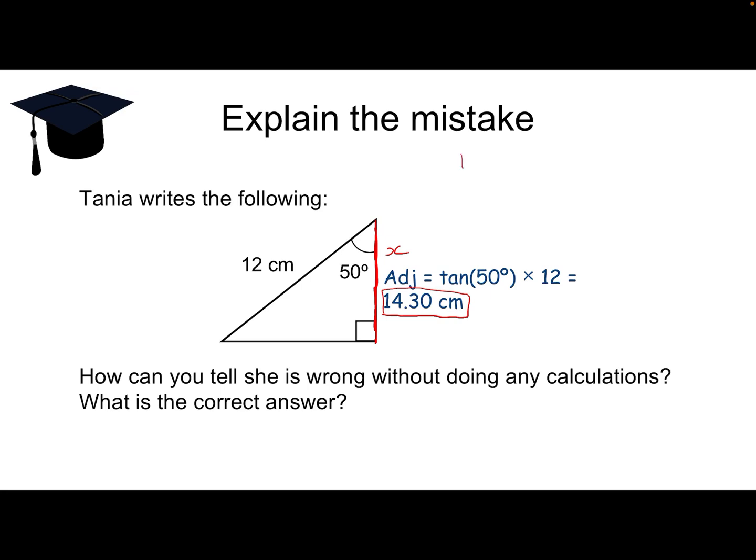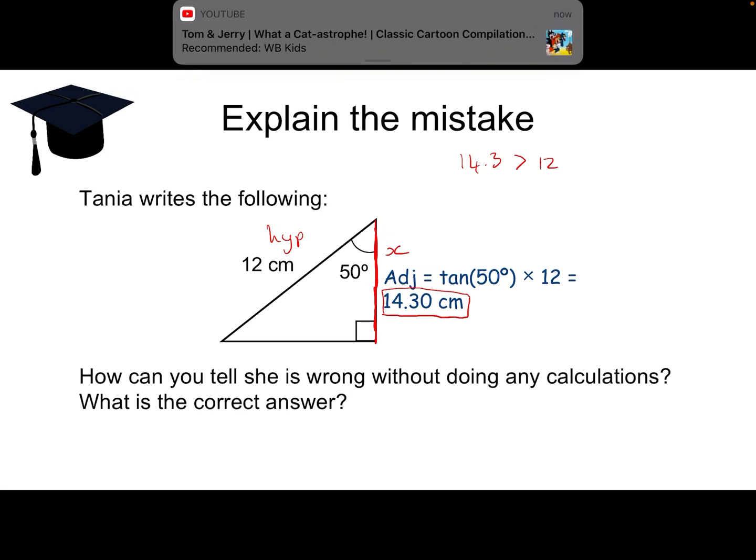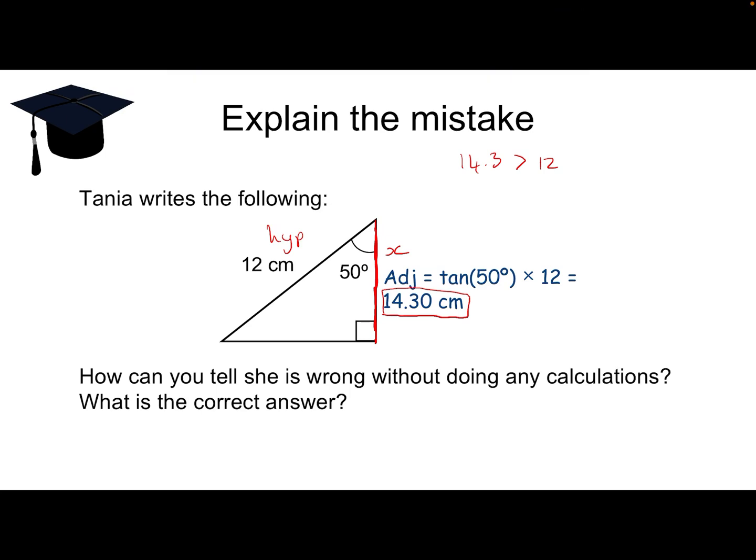Well, how do I know? Because 14.3 is bigger than 12. And the hypotenuse, this one, always has to be the biggest, the longest side. So you can check your work because common sense has to prevail. You should be able to understand which is the biggest side, and even somewhat what the relationship between the other 2 sides is.